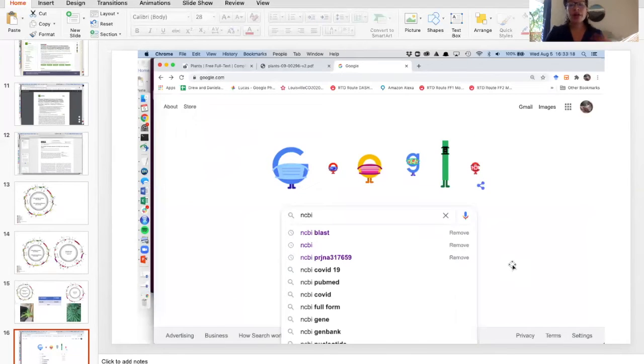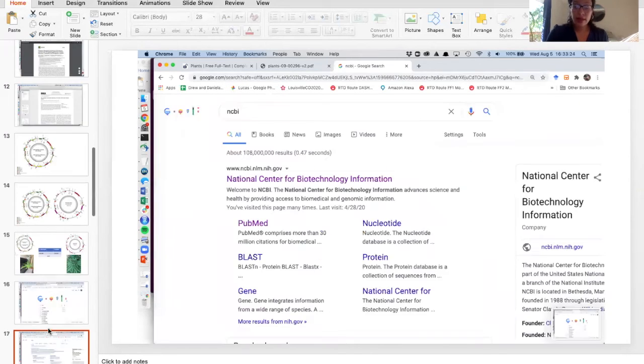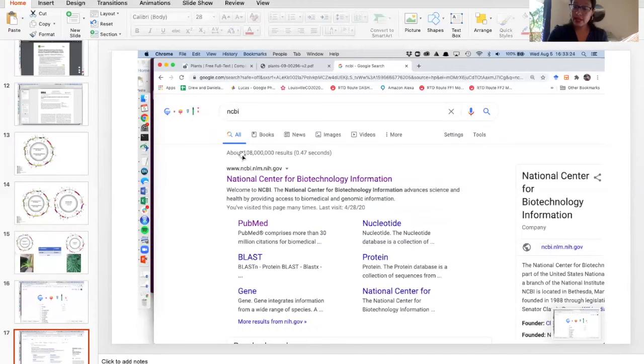So now I want to know more about the spider plant. So I go to NCBI, right? So I go to Google and I type NCBI, and I press enter. This is what I get. National Center for Biotechnology Information is another very important website. It has very important information.